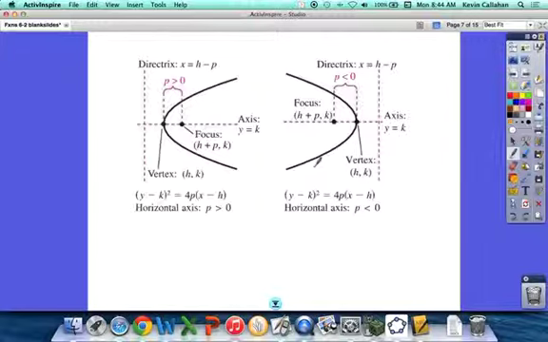Look at the vertex is here. The focus is inside the parabola. It is p away from the vertex. The directrix, right, is on the opposite side. It's p away from the vertex. Right, this time, if the coordinates of the vertex are h, k, it's the x coordinate which is being added, h plus p. And this time, if the p is positive, it opens to the right. If the p is negative, it opens to the left.